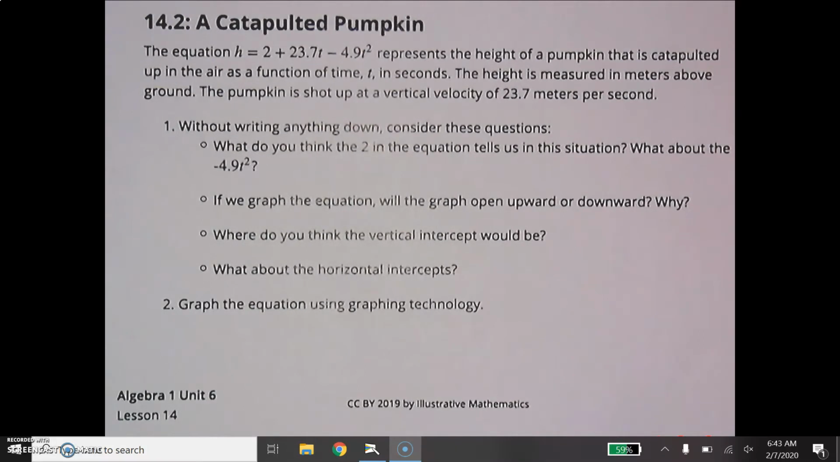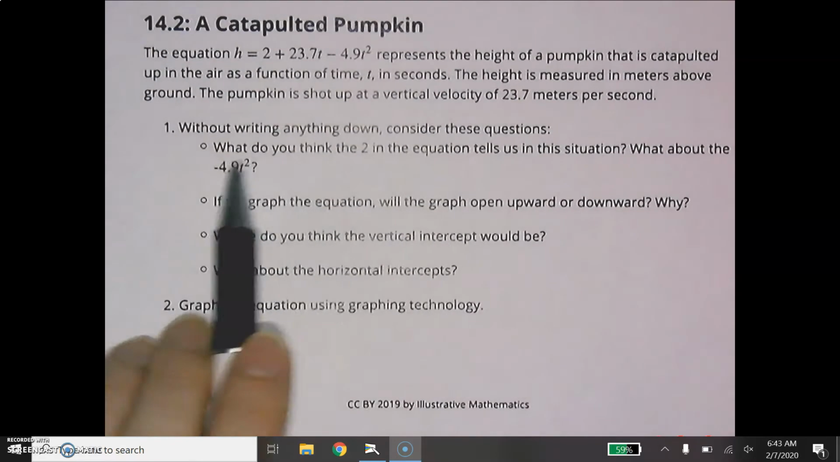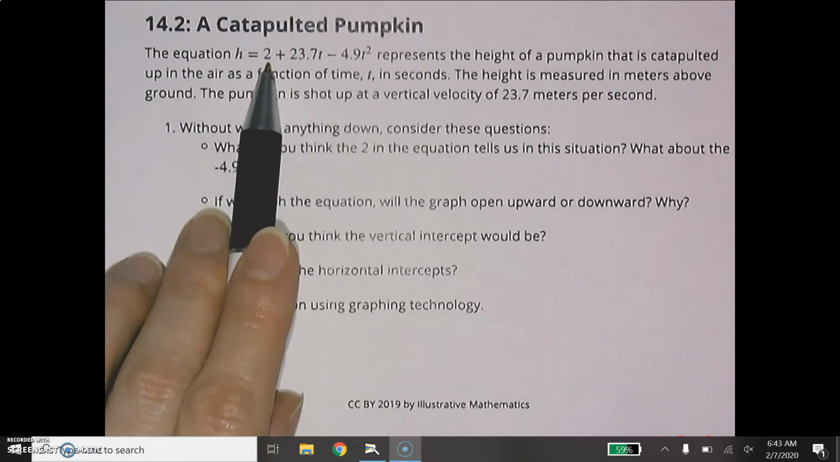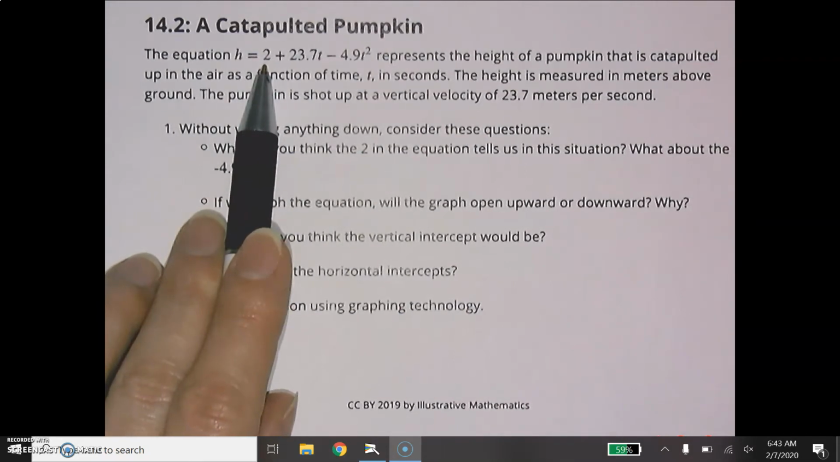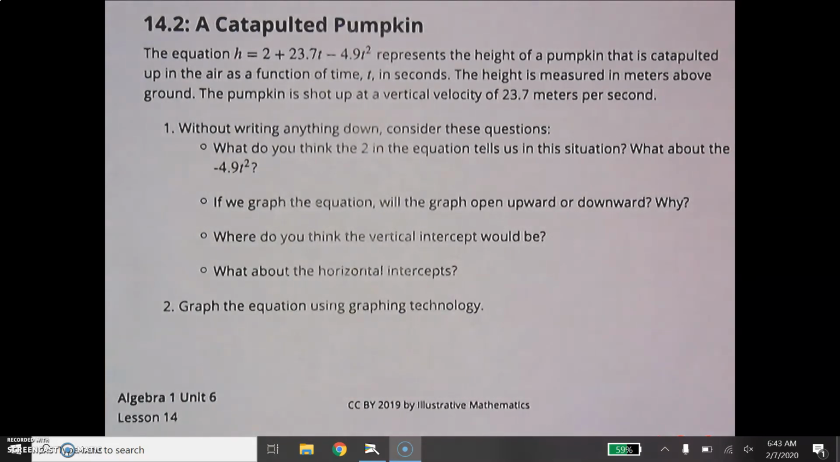So without writing anything down, we want to consider these questions. What do you think the 2 in this equation stands for? So remember what we've talked about. This here, that does not have any sort of variable with it, is going to be our starting height. So this means that the pumpkin was launched from 2 feet off the ground.